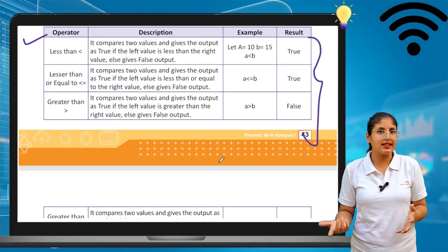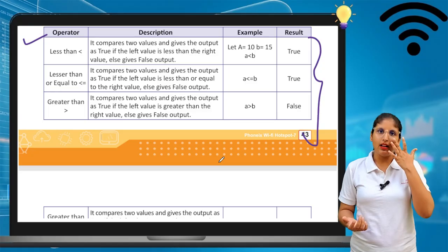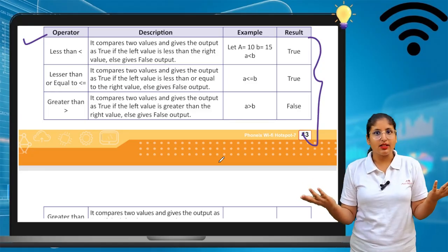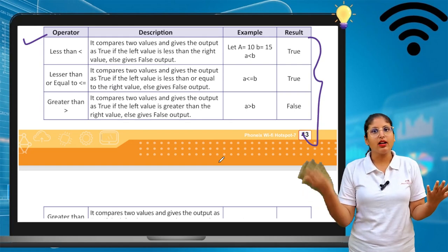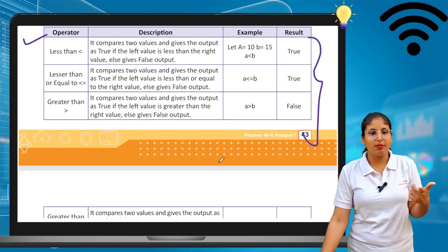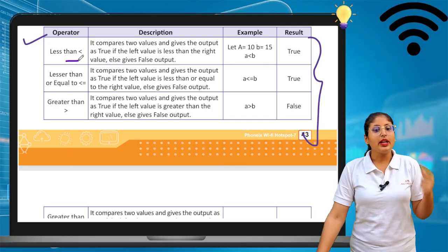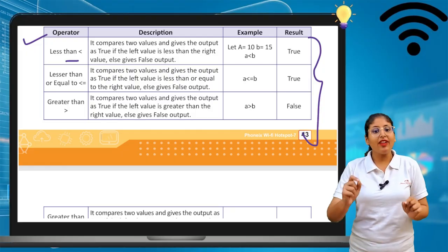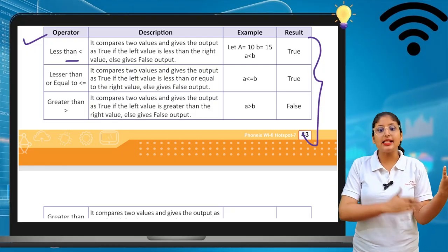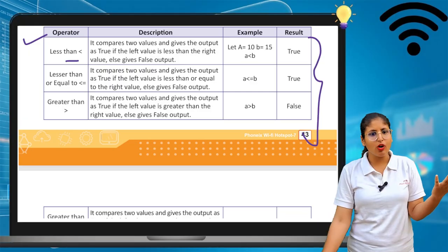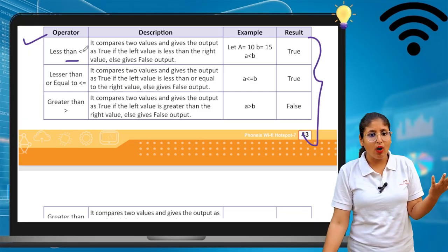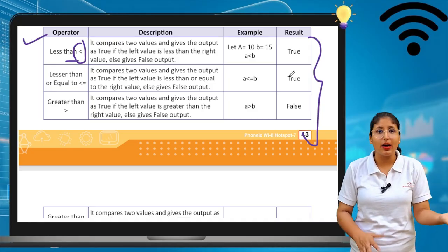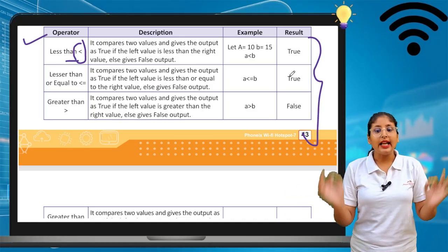This is the less than symbol. Of course, the left hand side should be lesser than the right hand side. Okay, means 3 and here comes 5, then only this symbol is satisfied. It compares two values and gives the output as true if the left hand side is lesser than the right hand side. The left hand side should be lesser in number as compared to the right hand side, then only this statement is true.